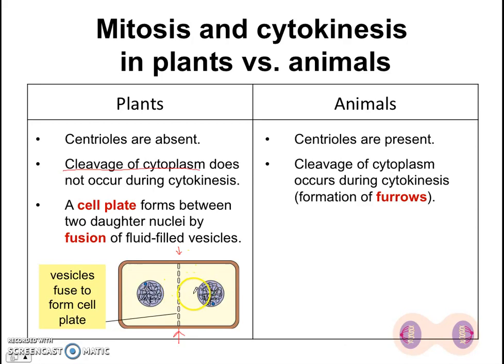So what you will see is that a lot of fluid-filled vesicles will move from the Golgi apparatus. These fluid-filled vesicles will bud off from the Golgi apparatus, and they will fuse in the middle of the cell. All the vesicles will fuse to form a cell plate, and eventually this cell plate will form the new cell wall that divides the two plant cells. So now you get two plant cells. So a cell plate forms between the two daughter nuclei by the fusion of these fluid-filled vesicles.